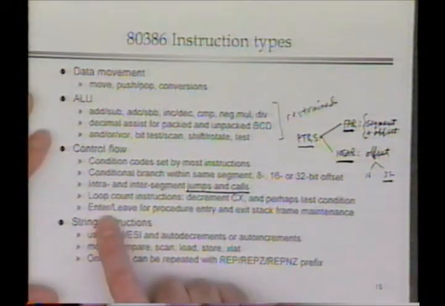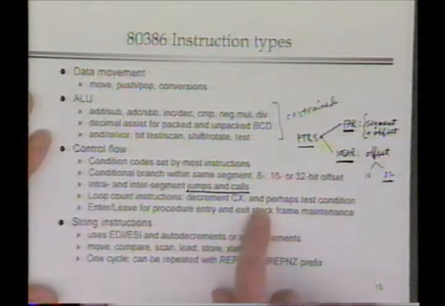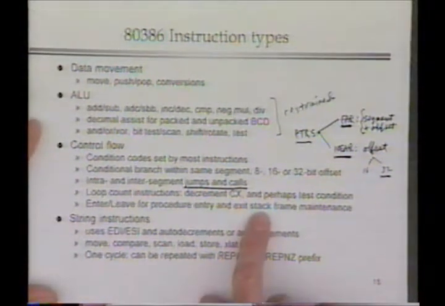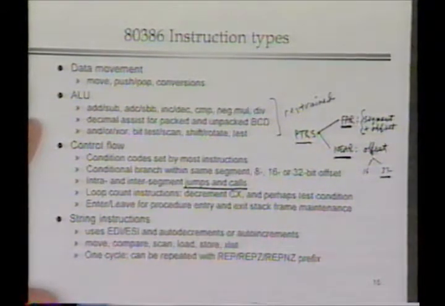There are a couple of enter and leave instructions for procedure entry and exit that do some amount of stack frame maintenance, not nearly as complex as the VAX, and in fact, it tends to get used by the C compiler because it's simpler and somewhat easier to target as an output of the compiler.